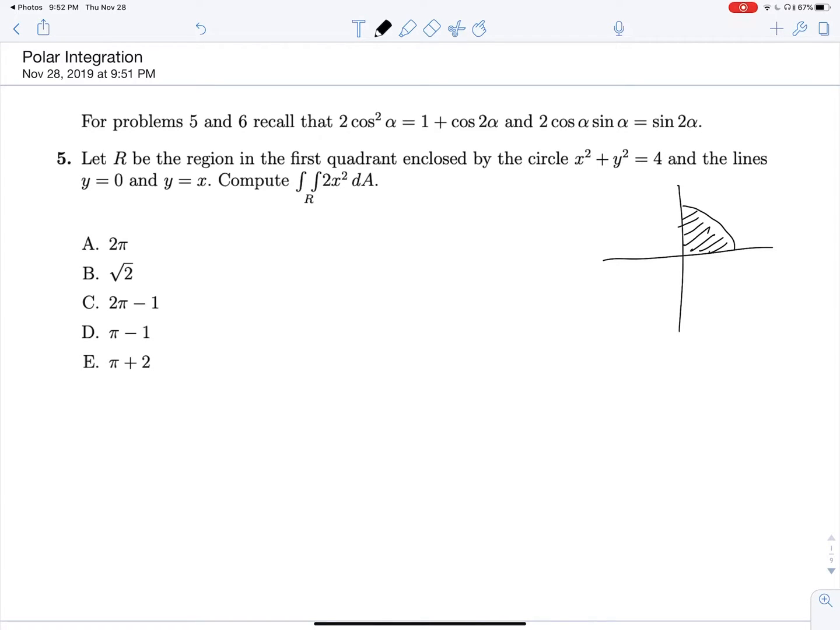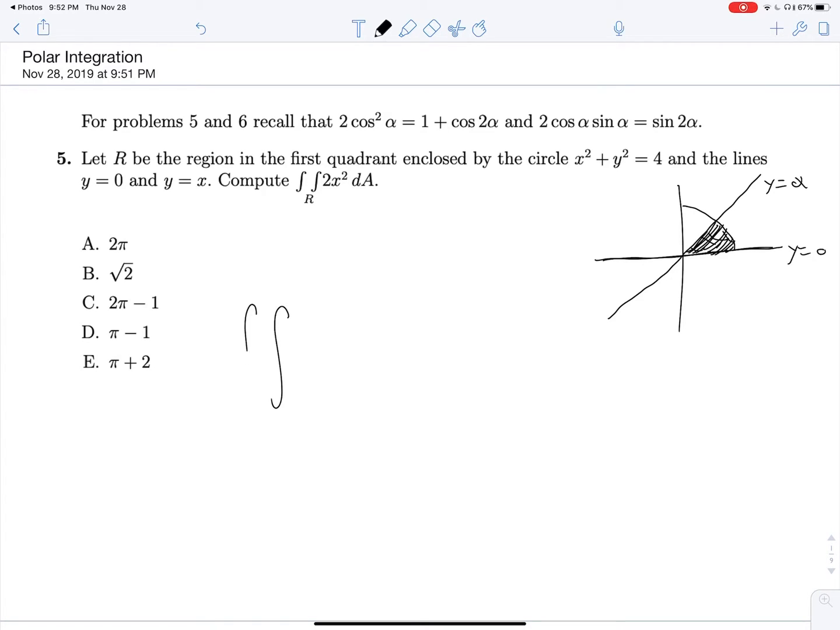So we see that we're integrating over the region in the first quadrant enclosed by the circle of radius 2. So that would be that entire area over there, but I really shouldn't have drawn that, because if we take a look at our other things, we're bounded by the line y equals 0 and the line y equals x. So we're actually dealing with half of that, which is this area here.